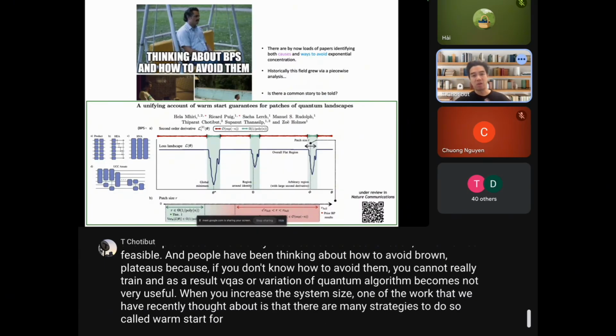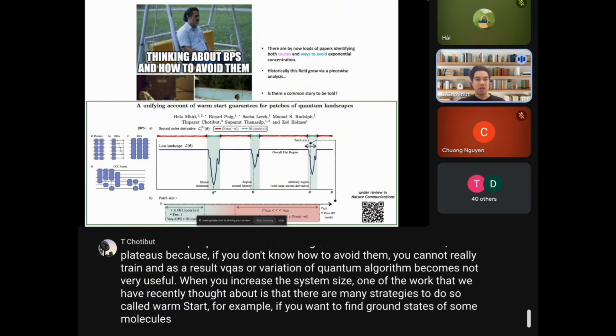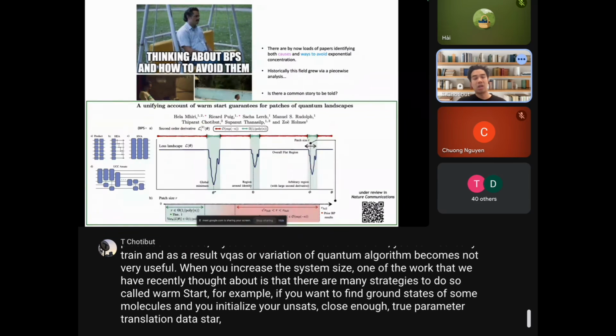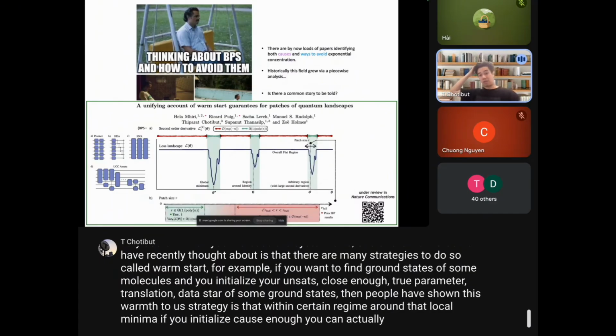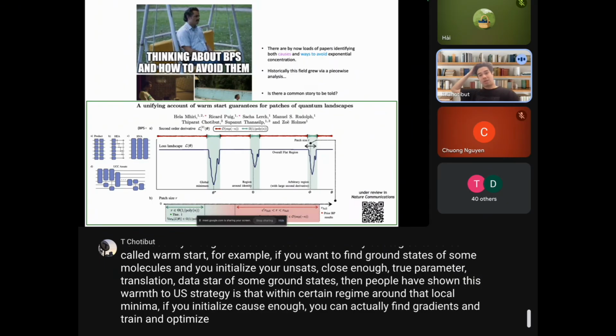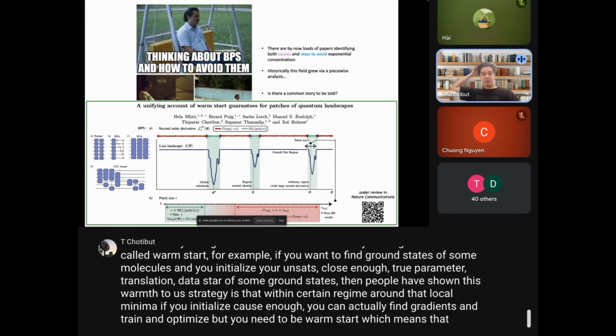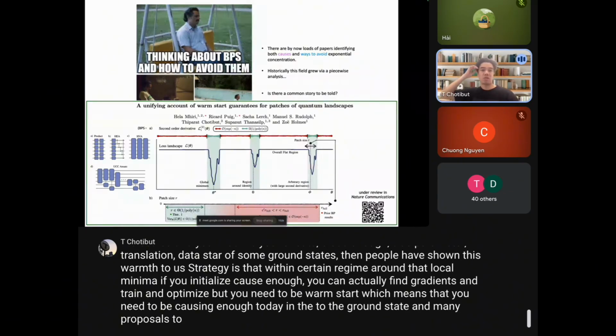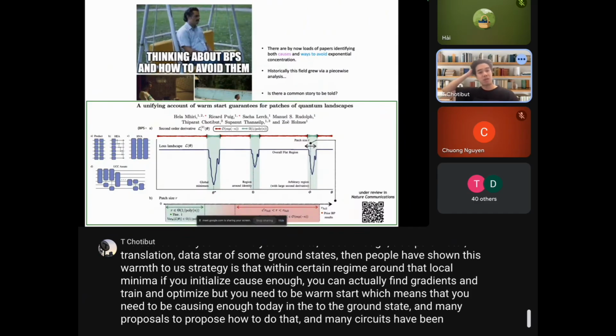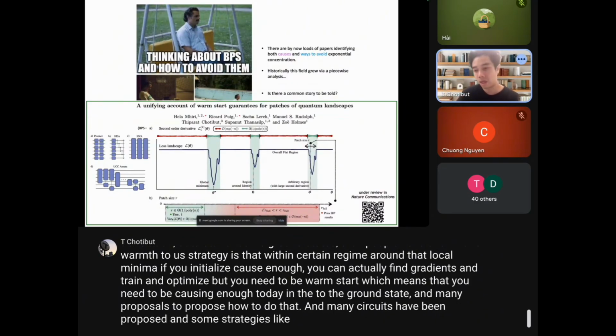do the so-called warm start. For example, if you want to find ground states of some molecules and you initialize your ansatz close enough, through parameterization theta star, to some ground states, then people have shown with this warm start strategy that within a certain regime around that local minimum, if you initialize close enough, you can actually find gradients and train and optimize. But you need a warm start, which means that you need to be close enough to the ground state. And there are many proposals on how to do that, and many circuits have been proposed, and there are some strategies like the identity initializations and so on if you work on warm starts.